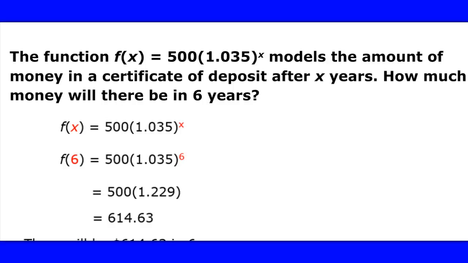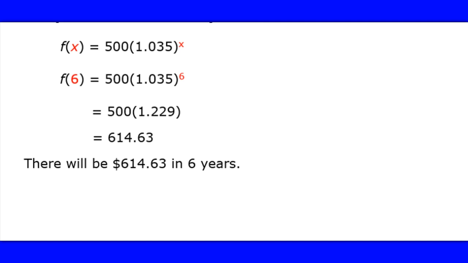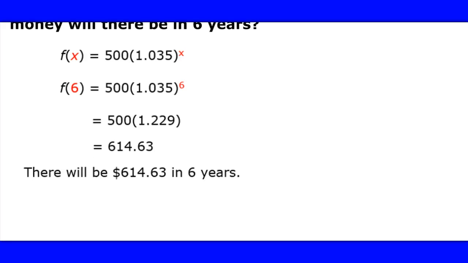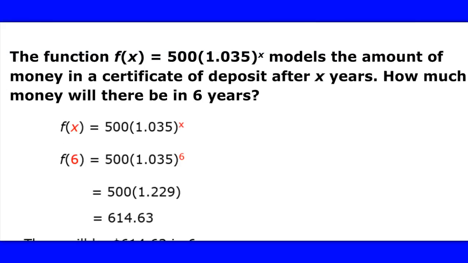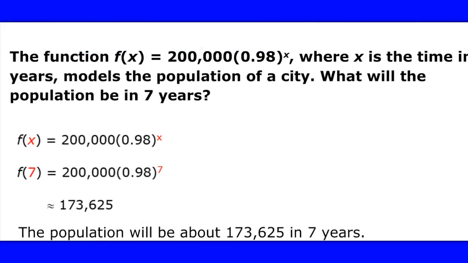And how do we use these? All right, if it says the function f of x is equal to 500 times 1.035^x models the amount of money in a certificate of deposit after x years, how much will there be in 6 years? Okay, so I put a 6 here in place of the x and then tap it out on my calculator, and we find that there'll be $614.63 in there in 6 years. Okay, it's just that easy.